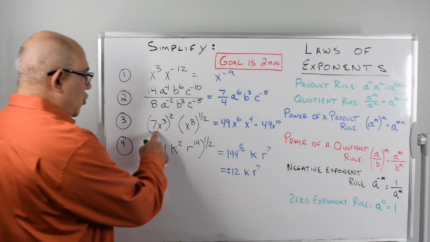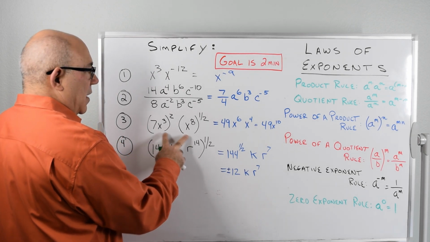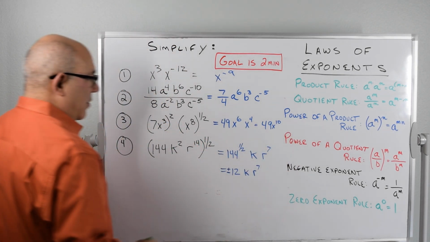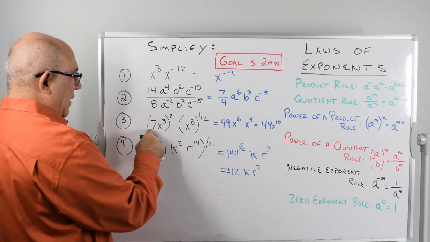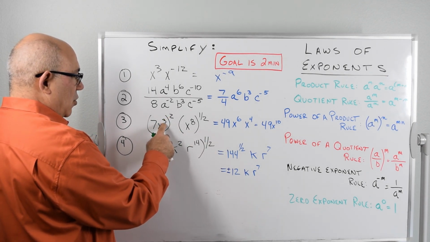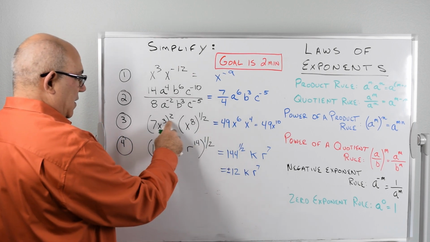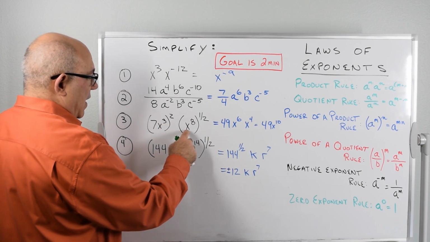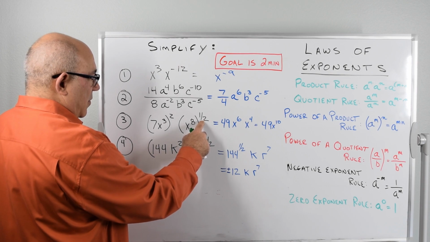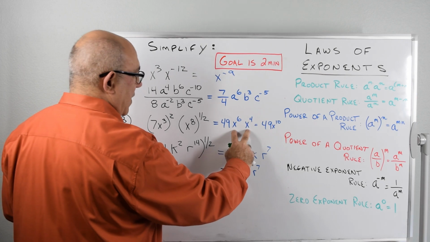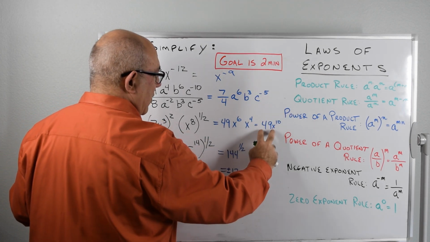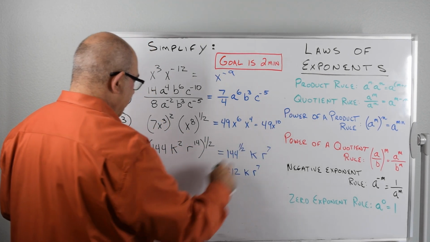This one here, we have two of them that require us to use the power of a product rule. So we have to take the 49, the 7 and square it, and then the x cubed and square it. That gives us x to the 6th, we multiply. Then x to the 8th multiplied by the 1/2, that's x to the 4th. Then we combine these with the product rule, and we get 49x to the 10th.